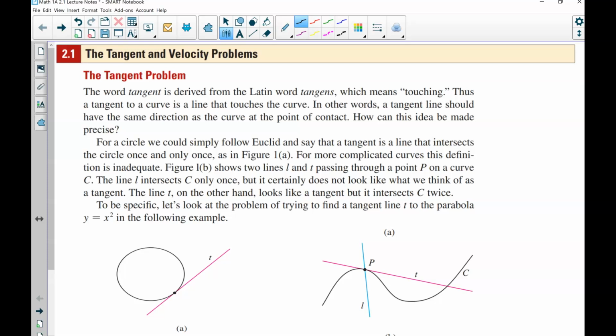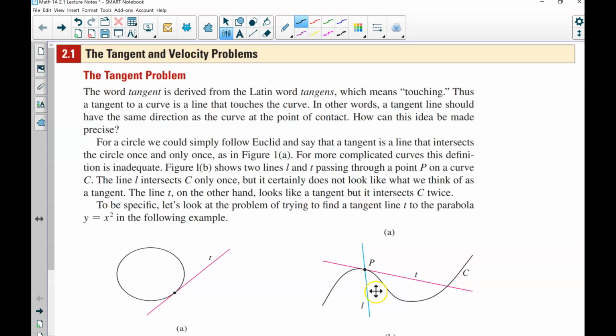Now how can this idea be made precise? For a circle, if you look at the figure on the left here, we could simply follow Euclid and say that a tangent is a line that intersects the circle once and only once, as you can see here in the figure. Now, for more complicated curves, this definition is inadequate.